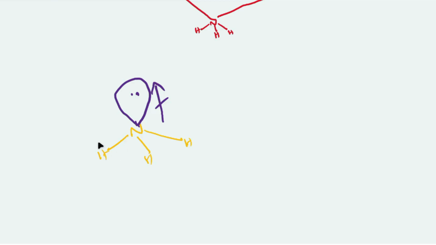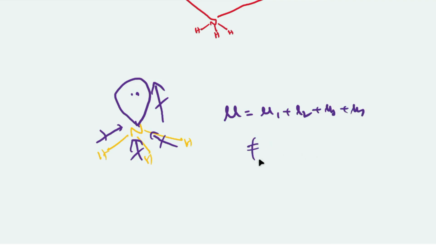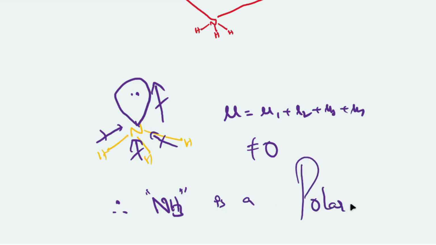In N and H, the electronegativity of N is more. That means here all the bond dipoles are in the same direction. Therefore, if you want the mu value, you add mu1 plus mu2 plus mu3 plus mu4, and it is not equal to 0. Definitely it is not equal to 0. Therefore, ammonia is what? A polar molecule. Ammonia is a polar molecule.